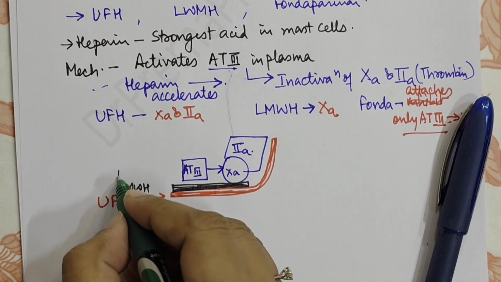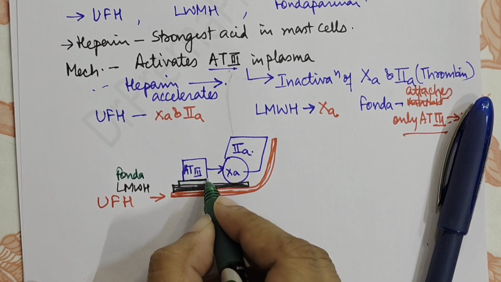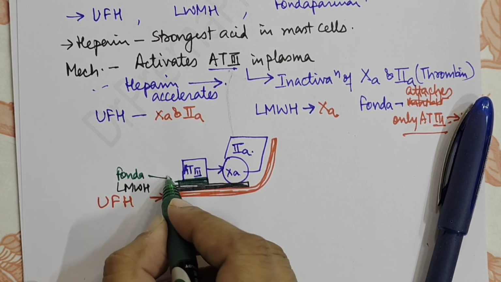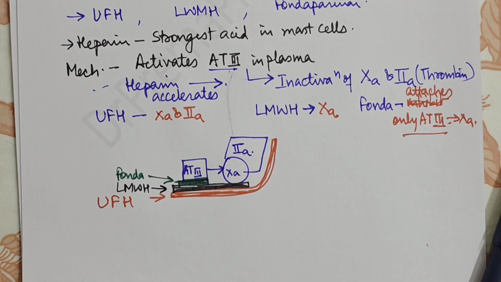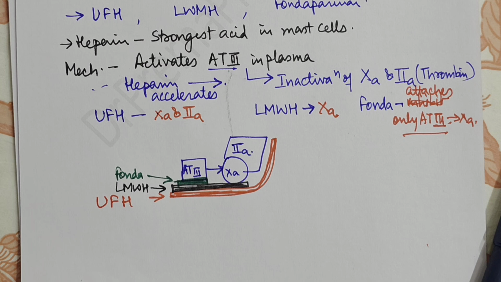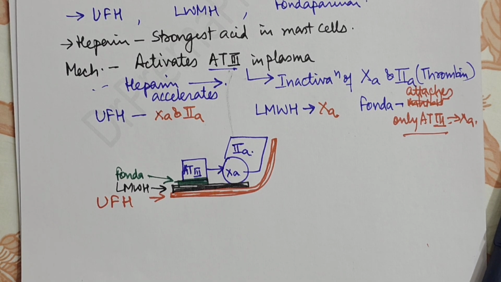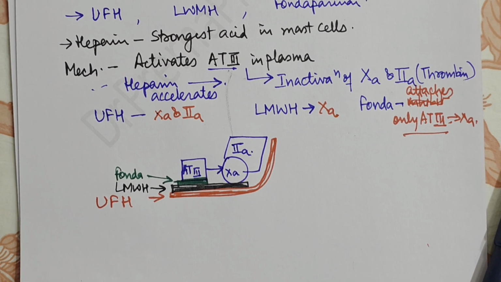And the last one, that is fondaparinux. This is attaching only till here. It is just attaching to antithrombin 3, causing a conformational change in the antithrombin free in the plasma, which ultimately results in inactivation of these factors. So this is the difference between the actions of these three compounds. Please remember them very carefully.